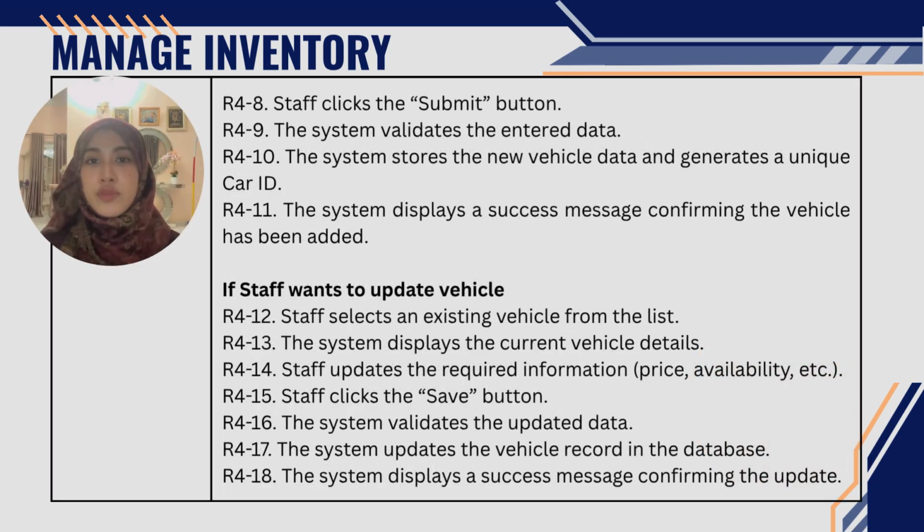So for the normal flow, the staff logs into the system, opens the dashboard and selects the manage inventory module. The system then displays the list of available vehicles. If the staff choose to add a vehicle, they need to enter the vehicle details and click submit. The system will validate the data, save it into the database, generate a unique car ID and also display a successful message. And if the staff choose to update a vehicle, they select an existing vehicle, edit the required details and click save. The system validates the updated information and updates the database successfully.